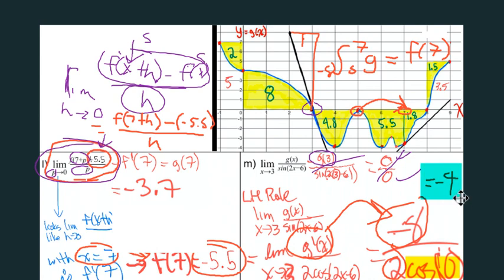Okay, so that would mean that there is a point discontinuity at x equals 3 having a y value of negative 4. Right, and that's it. That's video 4 actually of the series.